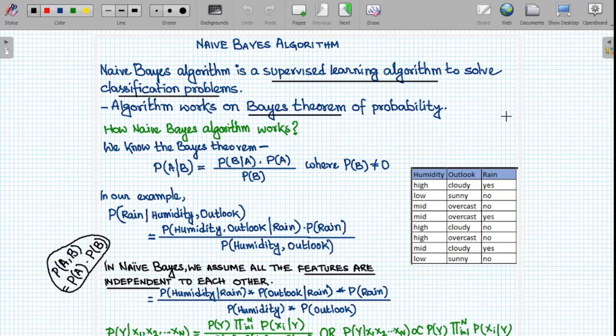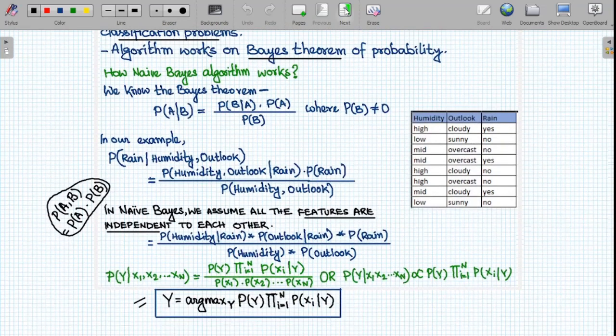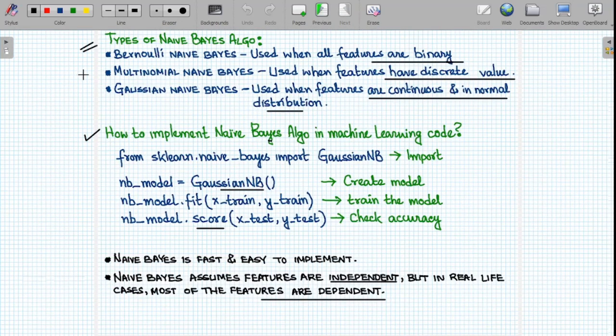Let's understand the takeaway from this session. In this session, we have discussed Naive Bayes algorithm, which is a supervised learning algorithm to solve classification problems. It works on top of Bayes theorem of probability. We have seen the mathematics behind it. Now we know there are 3 different types of Naive Bayes algorithm: Bernoulli, multinomial and Gaussian. These are the 3 algorithms we will apply based on a specific type of problem statements.